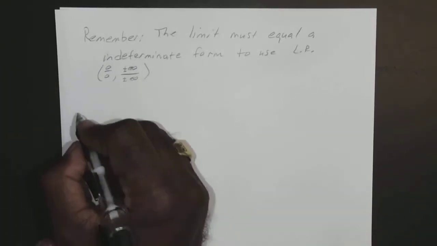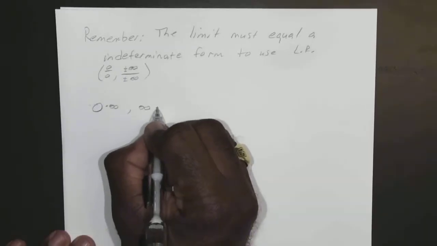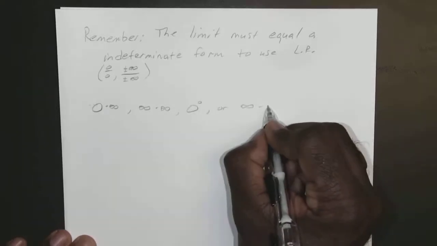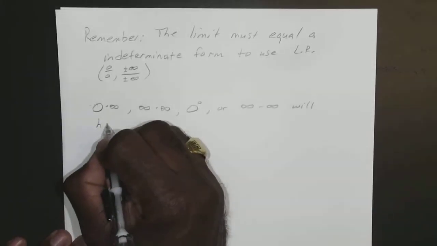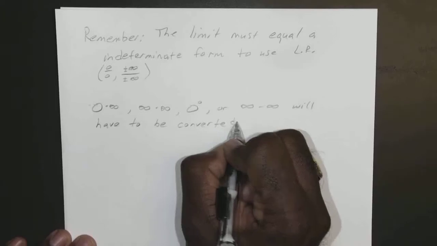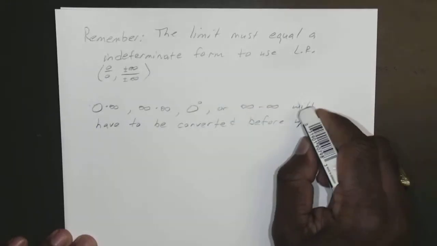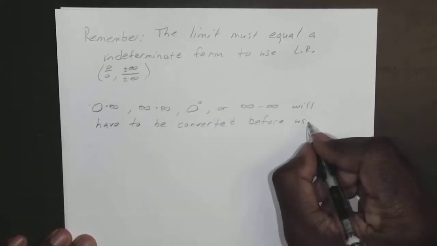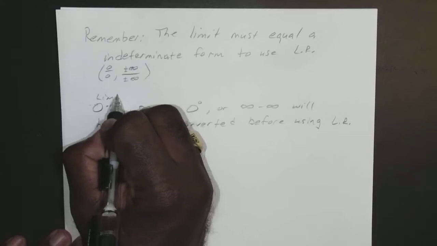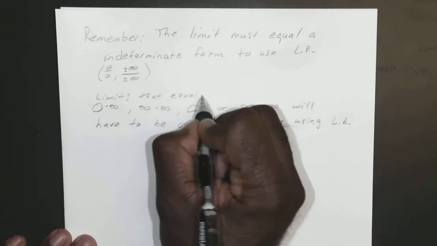Now, if you have it in the form, let's say 0 times infinity, infinity times infinity, 0 to the power of 0, or infinity minus infinity, it will have to be converted before using L'Hopital's rule. Limits that equal these, there we go.